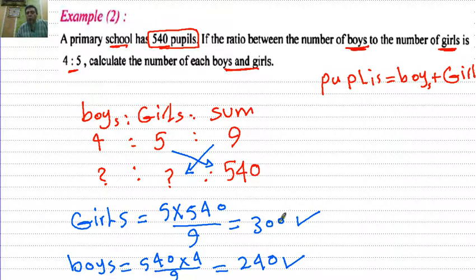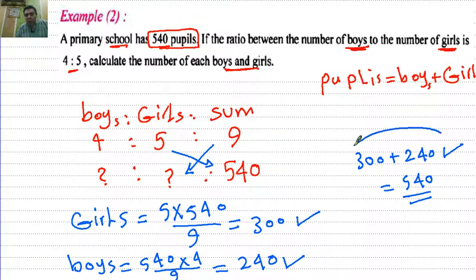To be sure, we find the sum of boys and girls, 300 plus 240, and the result equals 540. This is the number of pupils. The answer is right. To be sure your answer is right, we must do this step.